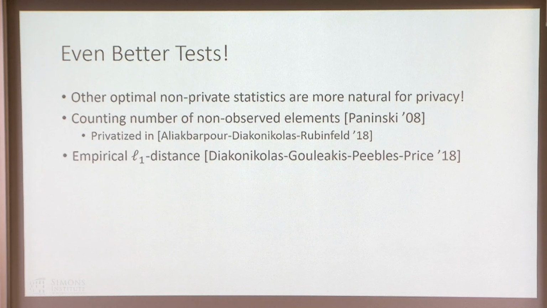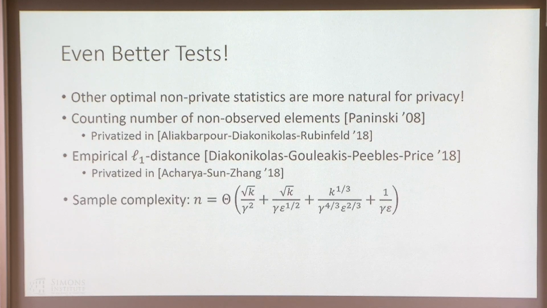And a bit surprising to me, Diakonikolas et al. also showed that empirical L1 distance, which is a very insensitive statistic, can also be privatized. Or sorry, first of all, this algorithm works non-privately and is very insensitive, so you can privatize it as well. And if you do the calculations, you're going to get something that looks like this. I think this is kind of interesting. This is the optimal sample complexity.